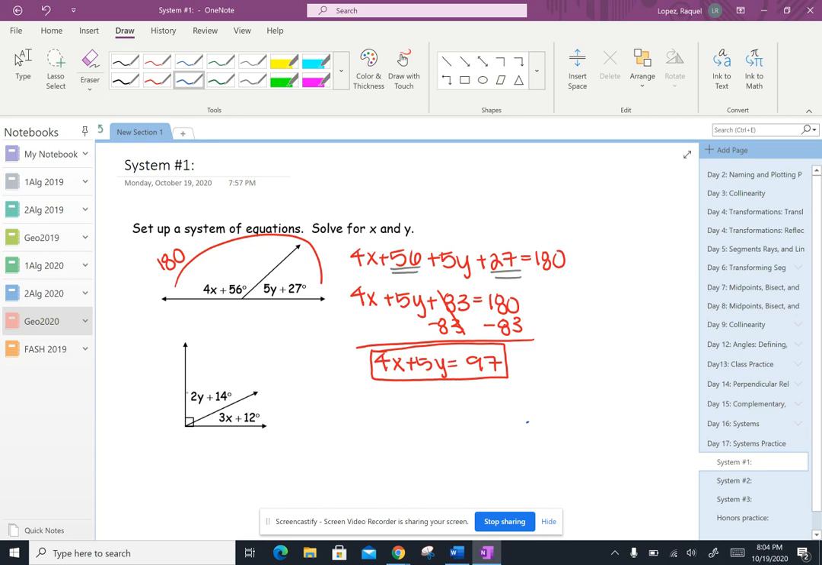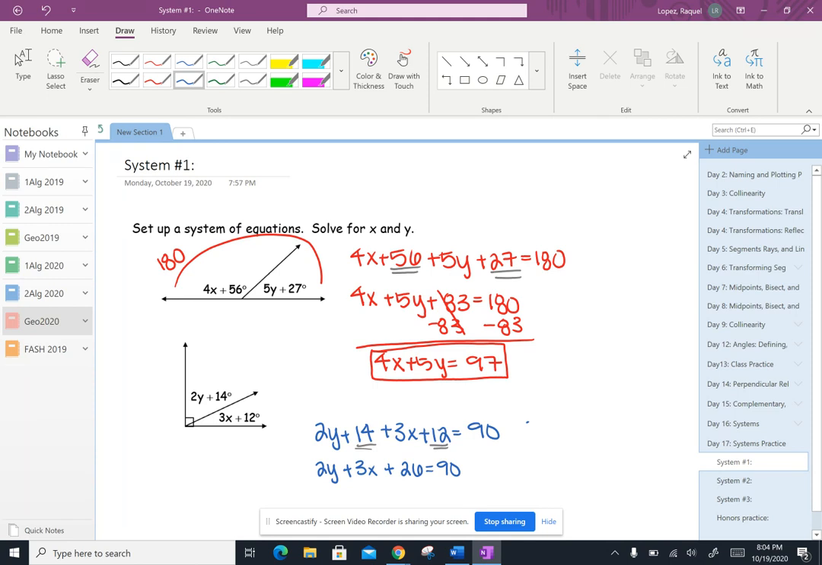So I know that if I add this angle and this angle together, they're going to equal 90 degrees. So the equation that I can set up here is 2y plus 14 plus 3x plus 12 equals 90 degrees. And we're going to simplify like we did before. We're going to combine that 14 and 12. And so I get 2y plus 3x plus 26 equals 90.